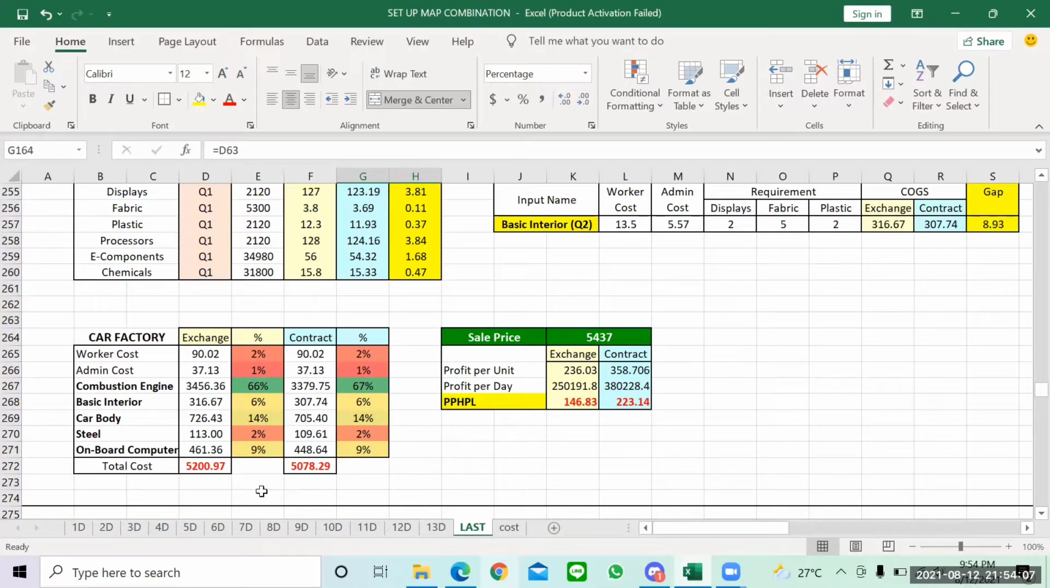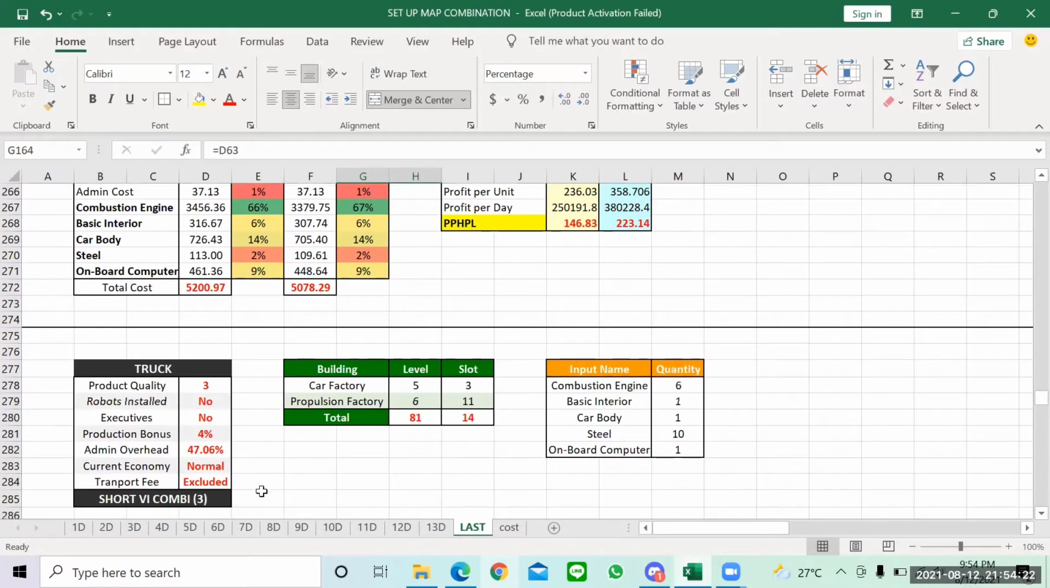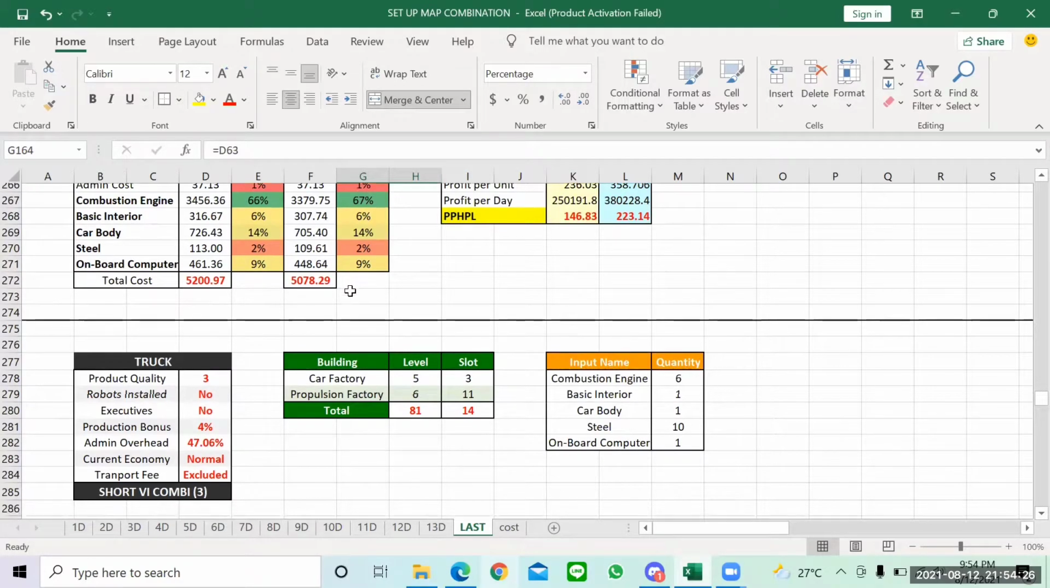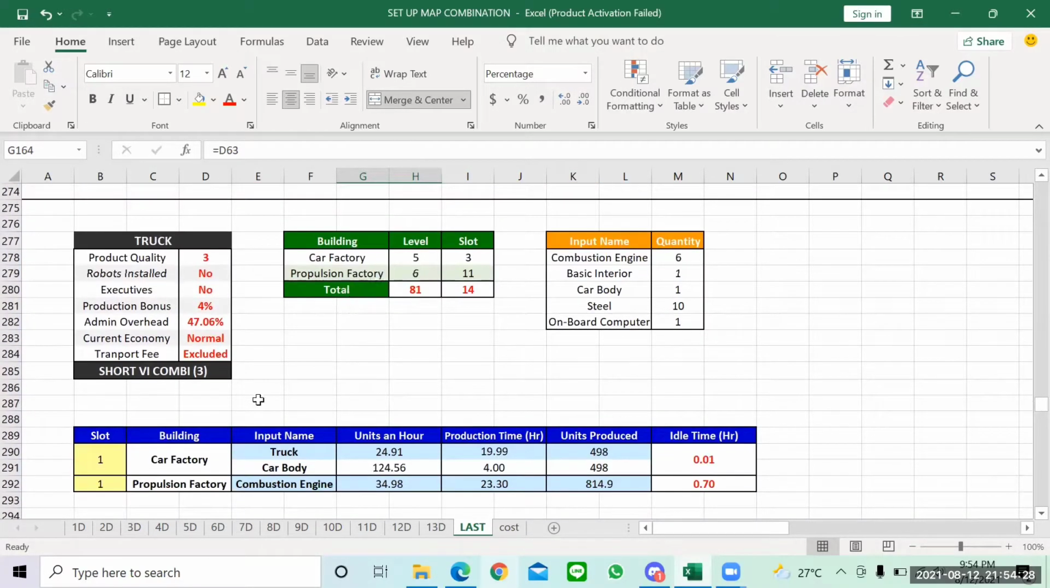The profit per hour per level is 146 till 223. It's really good. The price is really good. And so the profit becomes better.